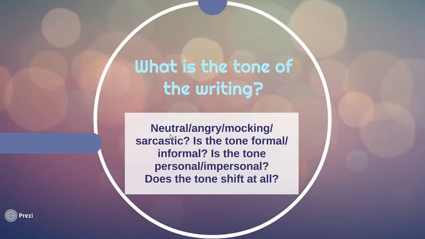Okay, then coming back to tone, as we just discussed before, when you're reading the source, you should get a general sense of the mood and the atmosphere of the writing. You can ask yourself, okay, have we got a neutral tone here? Have we got an angry tone, a mocking tone, perhaps a touch of sarcasm in there? You can decide whether the tone is formal or informal. Is the tone personal or impersonal? And then again, whether that tone shifts at all. It doesn't have to remain consistent all the way through, and it's always good to note if there are any changes.